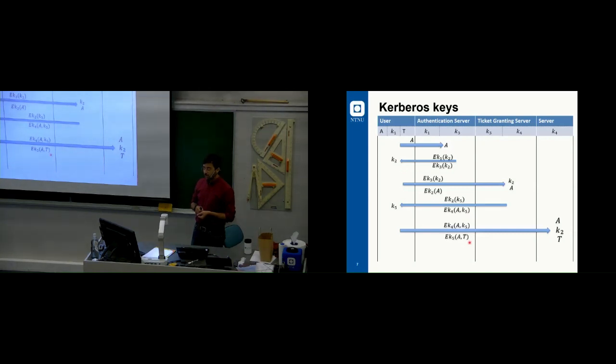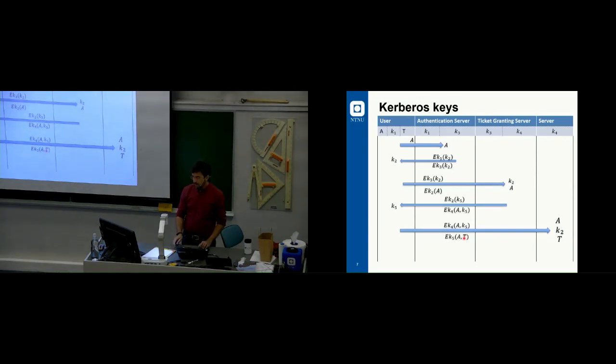Now what will the user do? He will send the below part as it is because he doesn't know what it is, and for this part he has the key K5. He will encrypt authentication plus T. T is a kind of token or time, to tell the server that I need time to access something, or it is a kind of value.